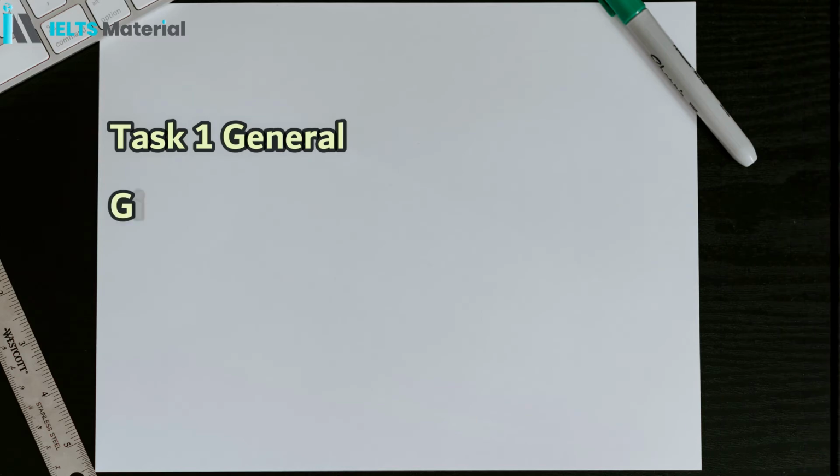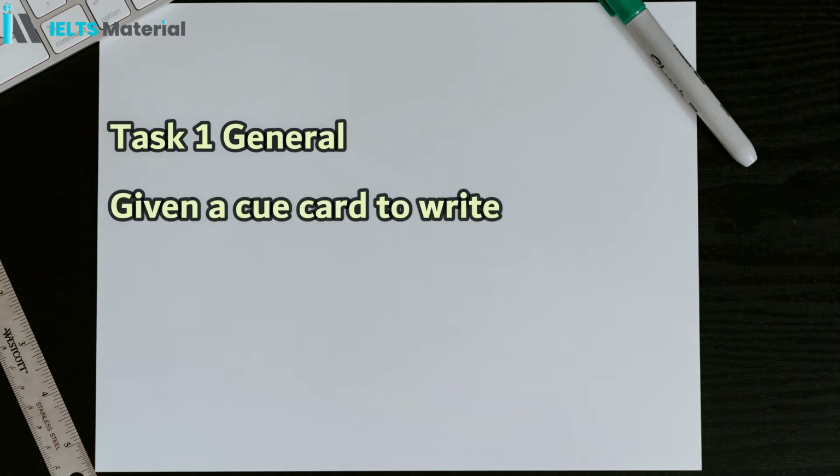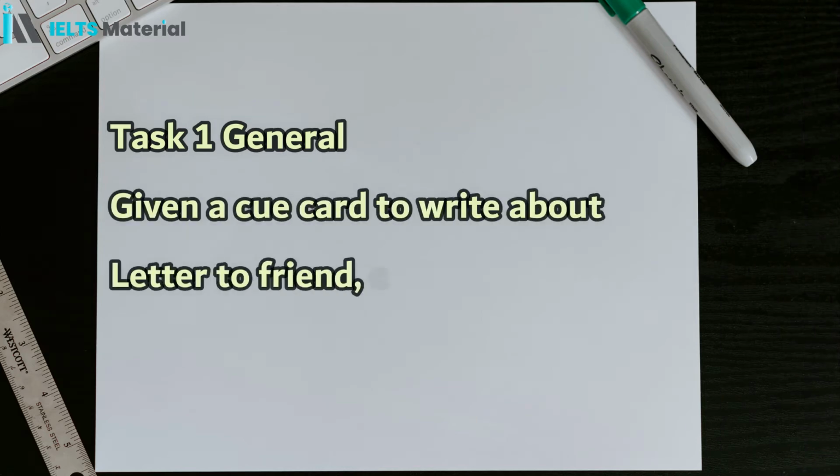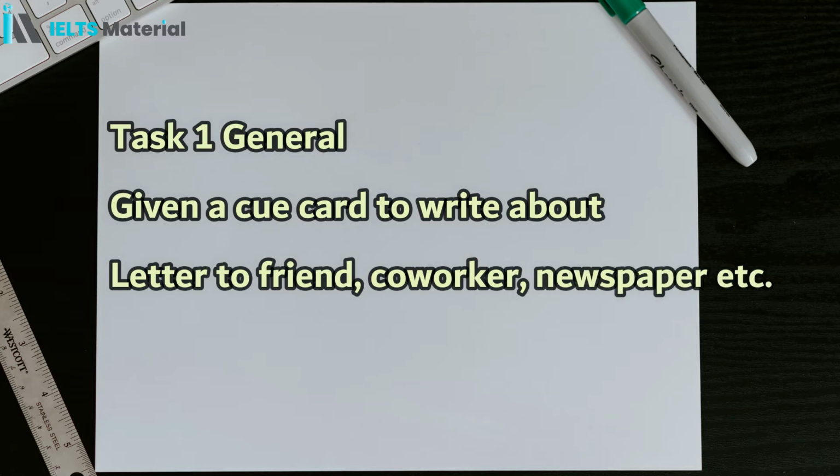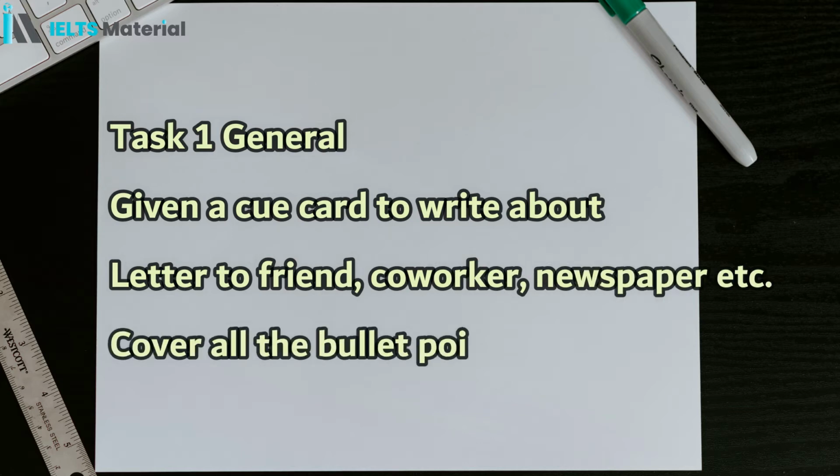For Task 1 general, you're given a cue card to write about. It'll be a letter to a friend, coworker, newspaper, something like this, and you must cover all the bullet points. There will be 3 bullet points, and you must make sure you cover them all in your letter. And often, for Task 1 general, it's about 4 paragraphs in length.